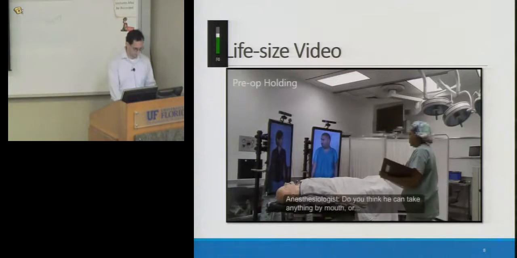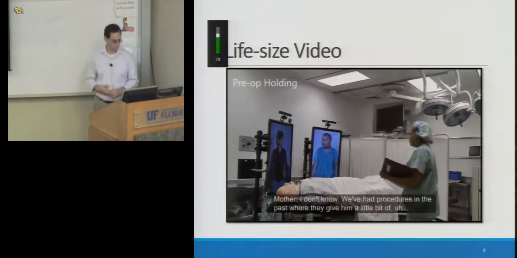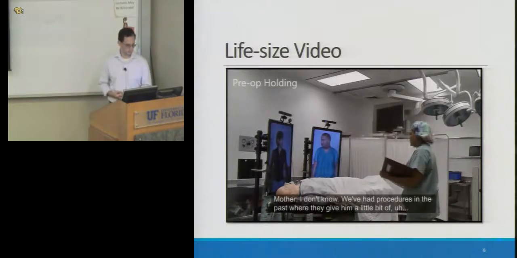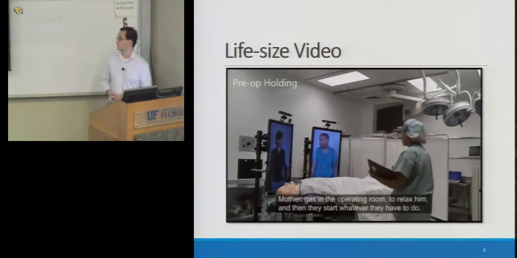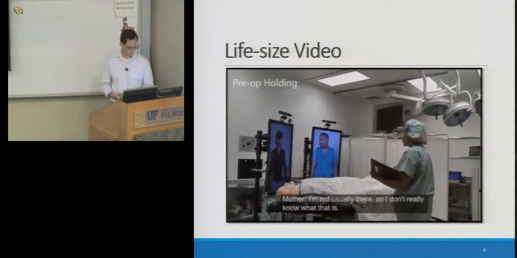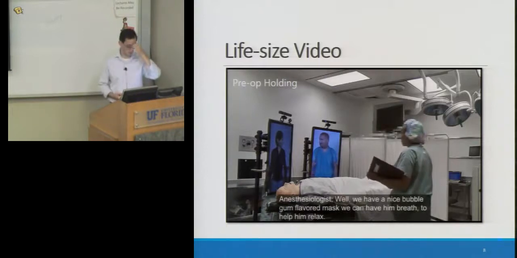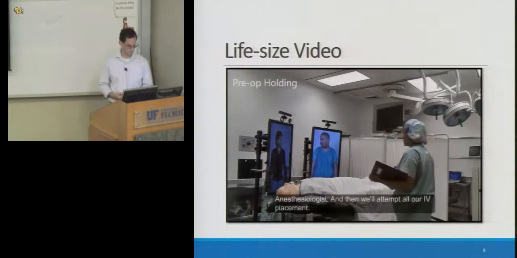Take anything by mouth or? I don't know. We've had procedures in the past where they give them a little bit of gas in the operating room to relax them, and then they start whatever they have to do. I'm not usually there, so I don't really know what that is. Well, we have a nice bubble comfort mask we can have you breathe to help you relax, and then we'll take our IV placement. That'll be perfect. Great. Okay, I think our nurse needs to check a few things with you, and then we'll send you back to the operating room and get started. Thank you. It was nice to meet you.